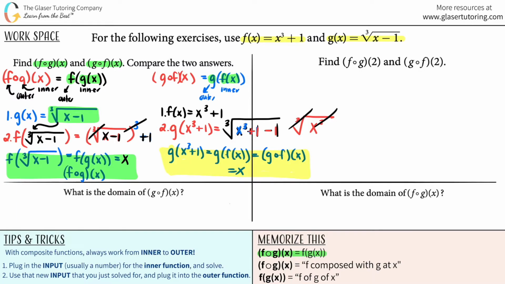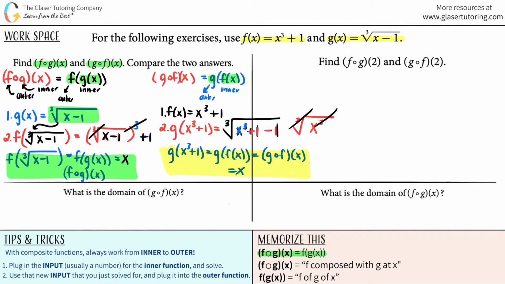So notice something here. Even though we're doing opposite composite functions, they came out to be the same answer, which normally doesn't happen. Usually when you switch the composite functions, you get a completely different answer. So this is pretty not standard, all right? Now let's move on to this part, because this is kind of like a piggyback question off of this one.